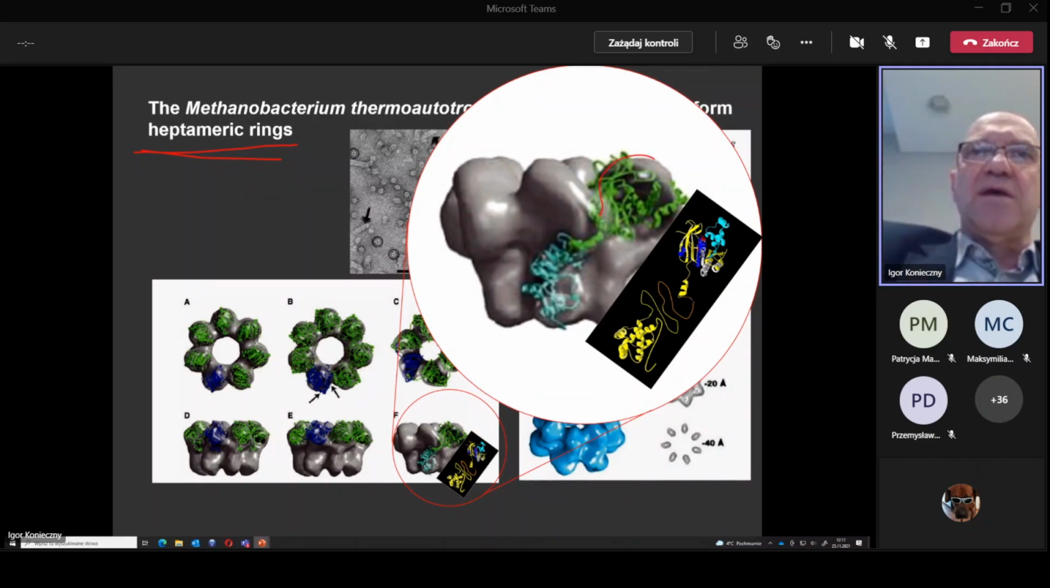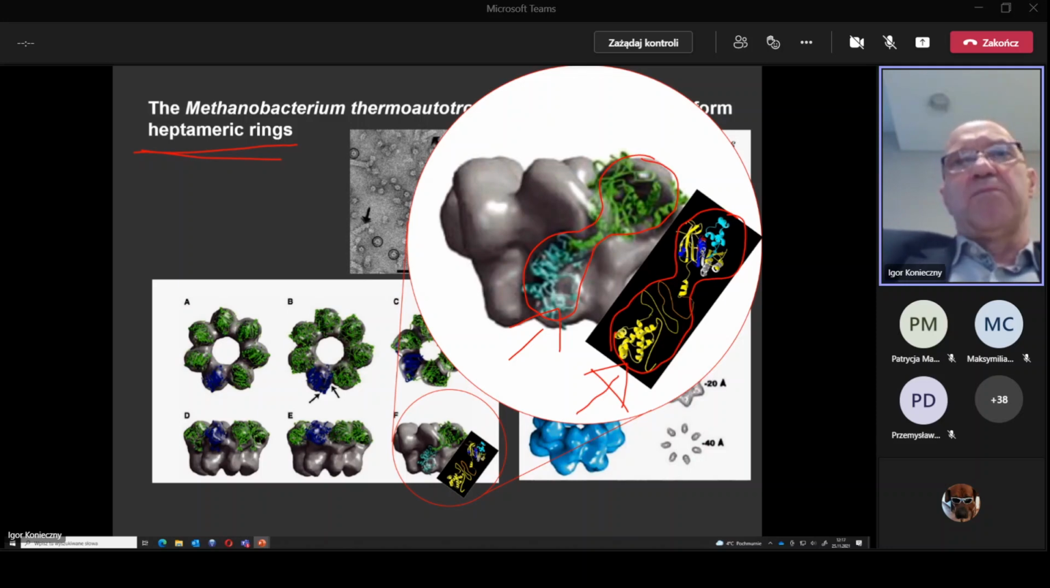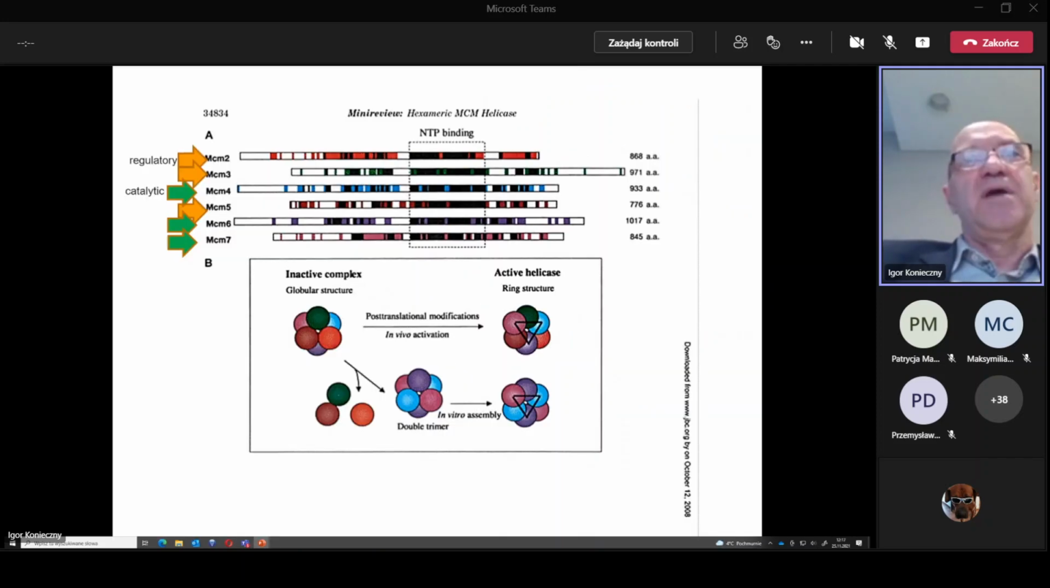However, regardless of whether this is heptameric or hexameric, the monomer structures are very similar. So the protomer structures, which combine into the multimeric assembly of a helicase, are similar, and this one is from E. coli, and this one is from Methanobacterium thermoautotrophicum. So this is just the conclusion of the structural analysis.